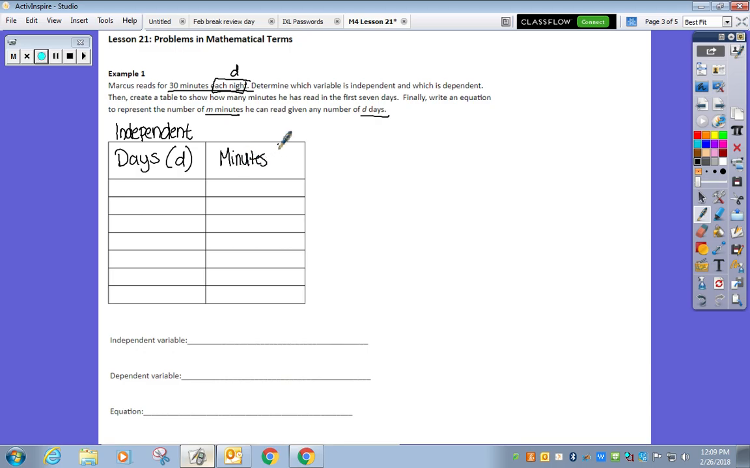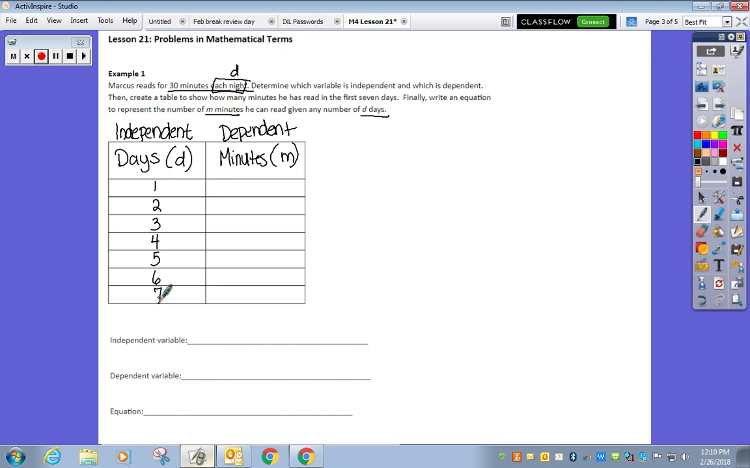The number of minutes he reads for really depends upon how many days he's read, because it tells us 30 minutes each day. It does want us in the table to do the first 7 days, so 1 day, 2 days, 3, 4, 5, 6, 7. So again, I can just pick any number of days and determine the number of minutes based on that number of days. I have to do math to the number of days, so do math to the independent variable to get our dependent variable.